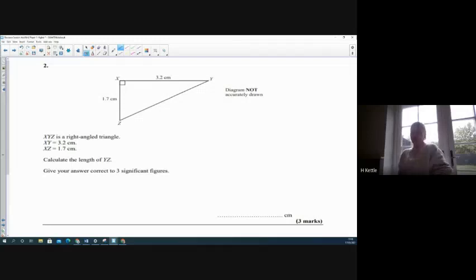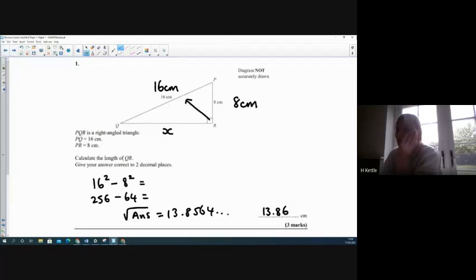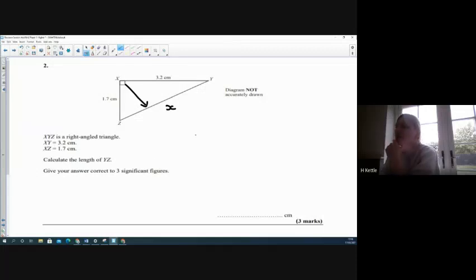There's another right angle triangle, another Pythagoras question, but just to show you going the other way. So here we're going to do a squared plus b squared. Because we want the longest side, we want this side here, we're going to add. Before we wanted a shorter side, that's why we subtracted. Here we want a longer side, so we're going to add. So we're going to do 1.7 squared, add 3.2 squared.